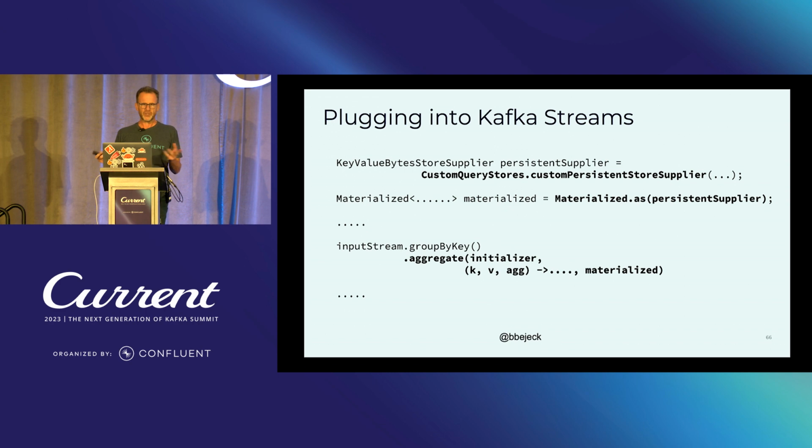And then to plug the store into our Kafka Streams app, you just do it normally, like you would with any state store. Create your supplier. You have a custom one. Also extended the Stores class so it knows how to give us the correct supplier, and then just plug that into Materialized.